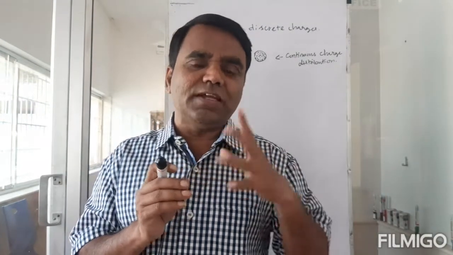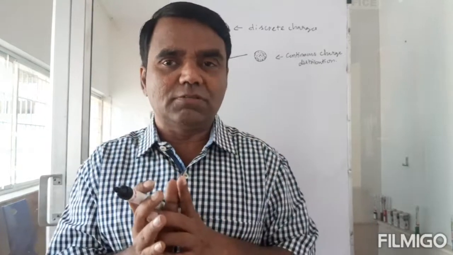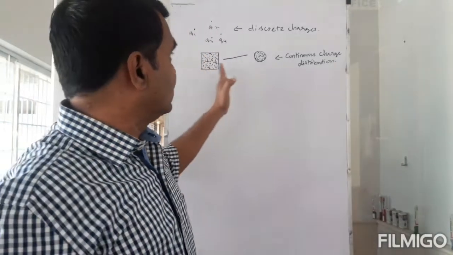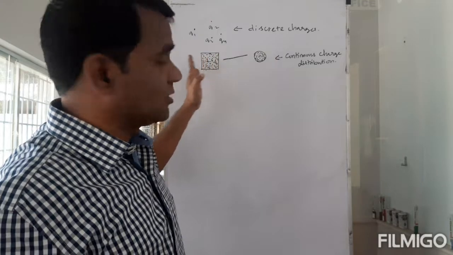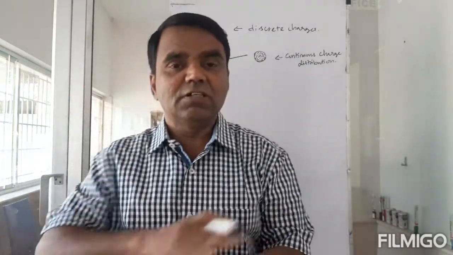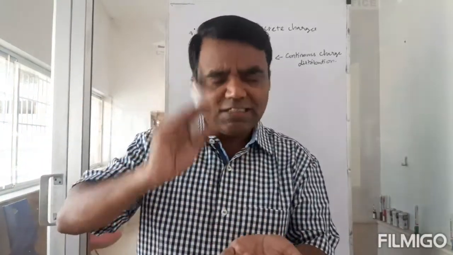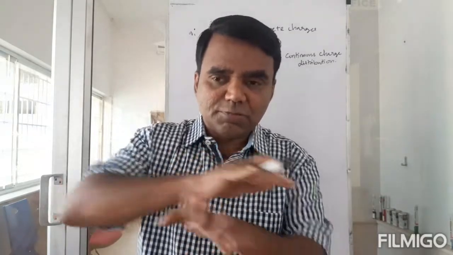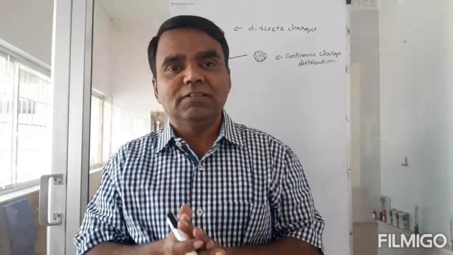But is it the only way? Is that the only way charge can be distributed? No, it can be distributed on a surface also. I take a surface, a sheet of paper, and let's imagine that I have charges distributed along the surface of the paper. Then what should I do?